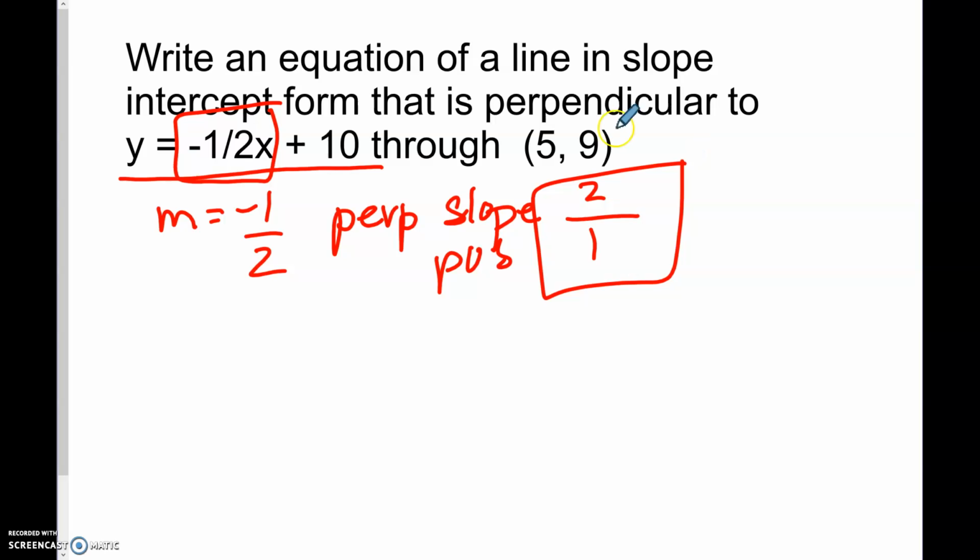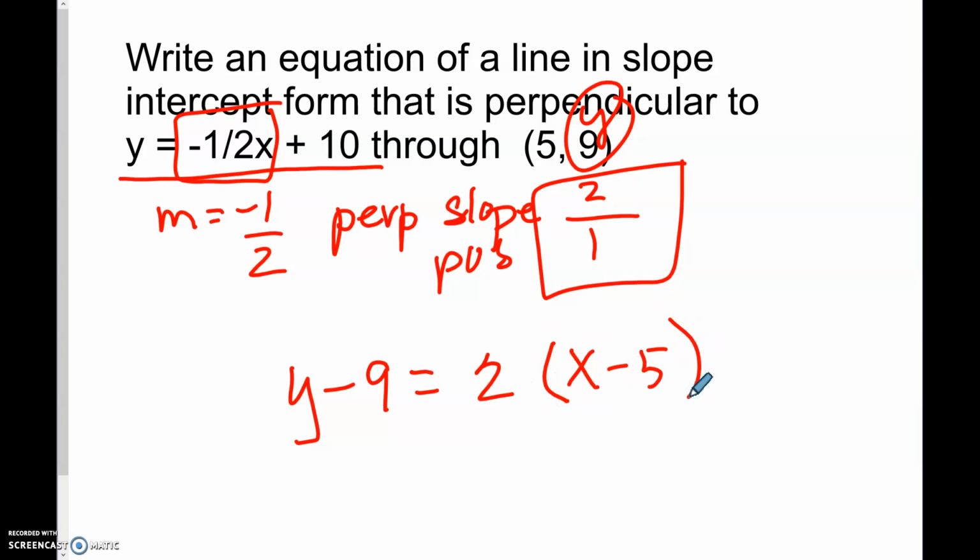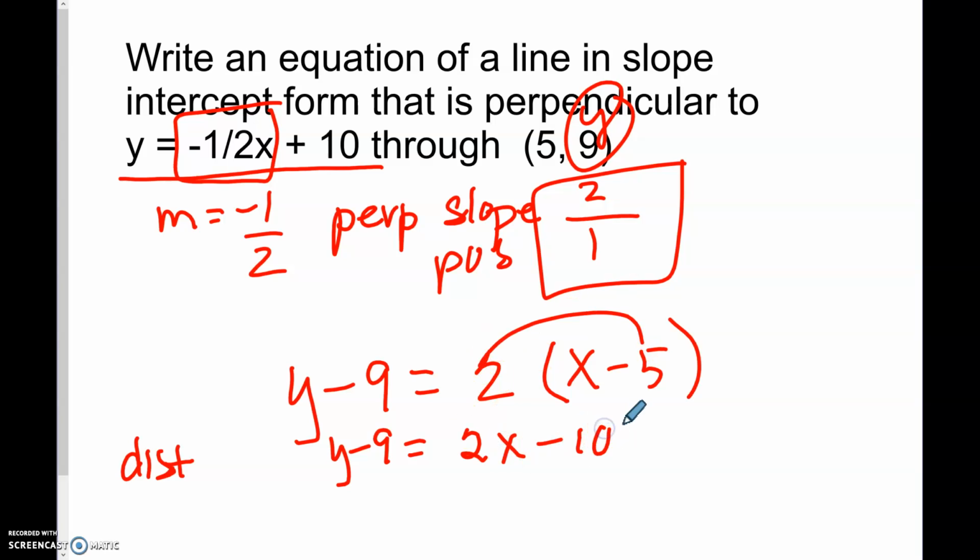So now use that point, 5, 9. This is your y value. So y -9. Now put in that new slope that we found, 2, and then x -5. All right, now we're going to do the same thing that we've been doing on the other problems, and we are going to distribute. So we have y -9 is 2x, and 2 times -5 is a -10. And then we're going to add 9, add 9. So y equals 2x -1.